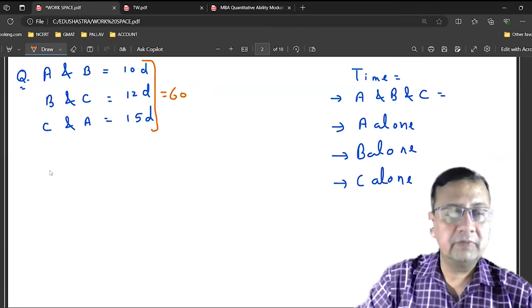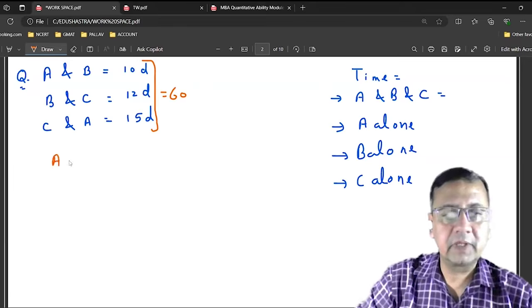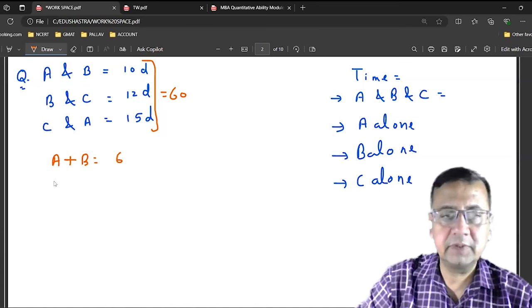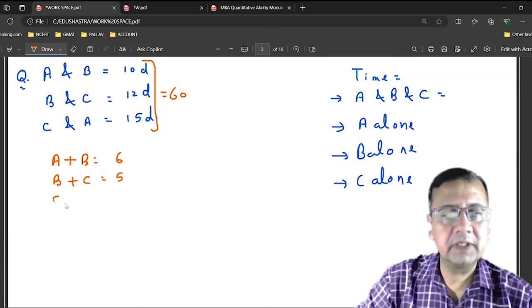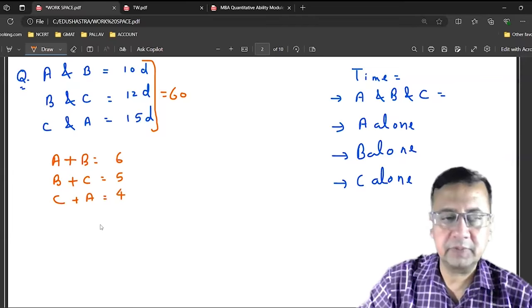So A and B, when they are working together, right? A and B are working together 6 units per day. B and C, they are working together how much? 5 units per day. C and A, when they are working together, how much? 4 units per day, right?